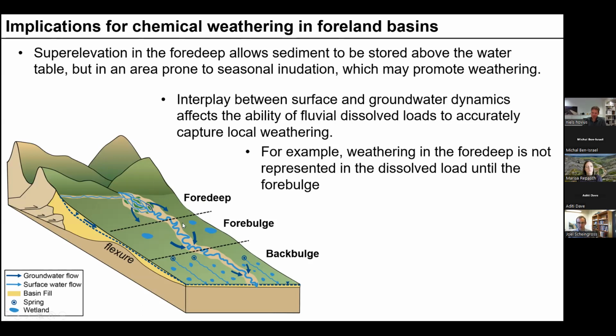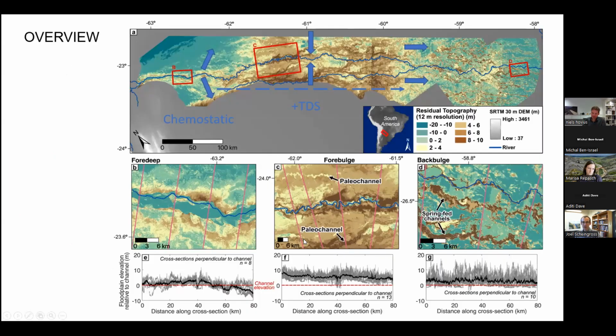So if you want to measure the amount of weathering that's happening in the foredeep from a sample of river water, you'd actually have to take that sample down here at the end of the forebulge, where all of this groundwater is coming back in, and then you're going to get some combined signature of weathering in the foredeep and the forebulge. So again, there's this really rich interaction here that stems from the tectonic setting affecting the geomorphology, which then drives the hydrology, then affecting the geochemistry. So with that idea, I'm going to turn it back over to Niels to zoom out a little bit.